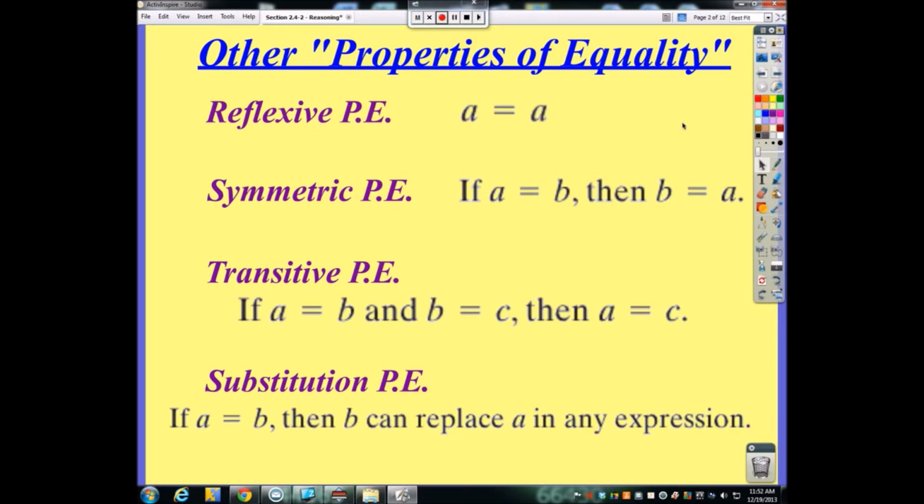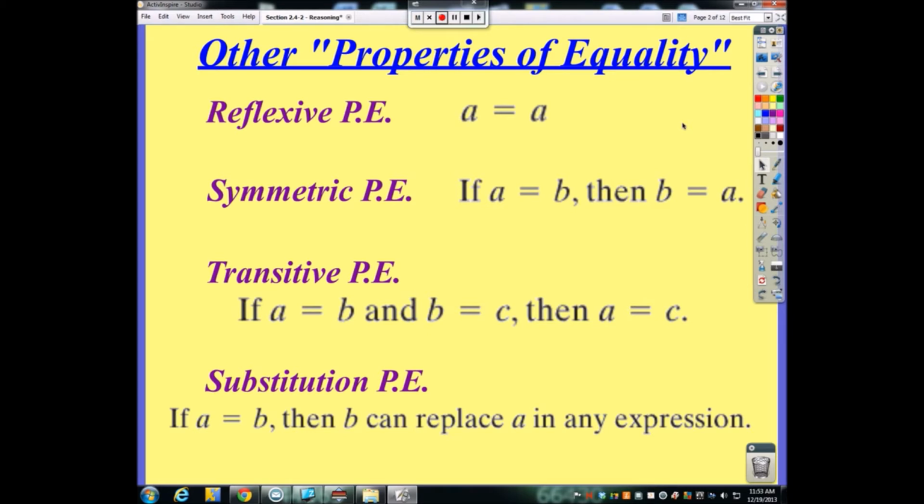We're going to be discussing some other properties of equality, some properties that we typically don't use in algebra problems, but we will start to use more so in geometry-related proof problems. So in class we talked about the addition, subtraction, multiplication, division properties of equality, the distributive property, and this step called simplifying where we just add like terms. So here are some other properties of equality.